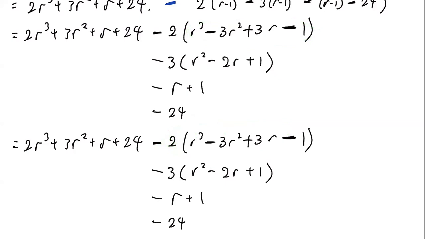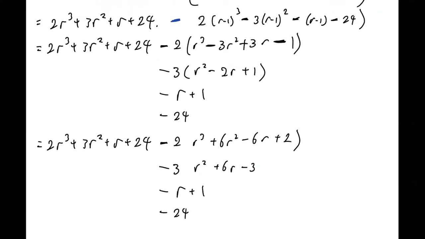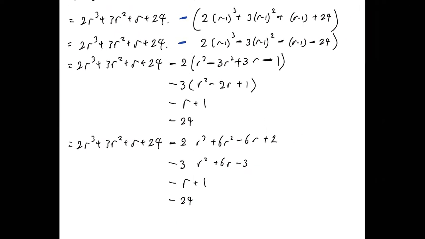After that, bringing in the minus 2, you get minus 2r cubed, positive 6r squared, minus 2 times positive 3, minus 6r, minus 2 times minus 1, positive 2. Then minus 3 times in: minus 3r squared, plus 6r, then minus 3 times positive 1, minus 3. Hope I got everything right.